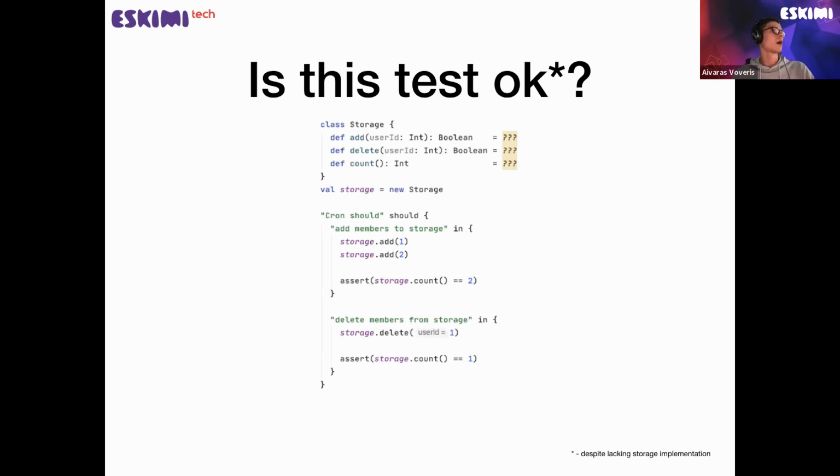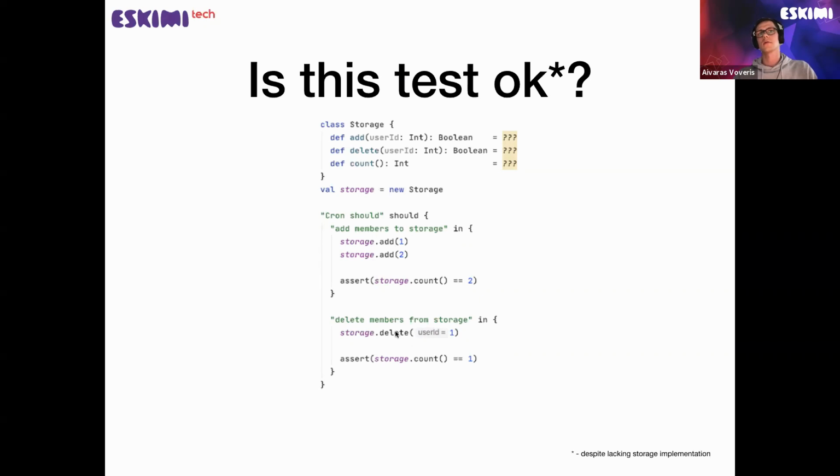Okay, so how not to test, another case on how not to test. What do we have? We have a test case. Yeah, it lacks implementation, but it's not important in our case. So the specifications here, right? The first test case is going to add a few members to our storage. We are going to get the count of members, so we expect 2 members. Okay, so this test case looks good.